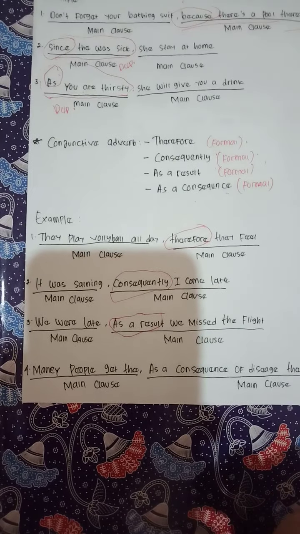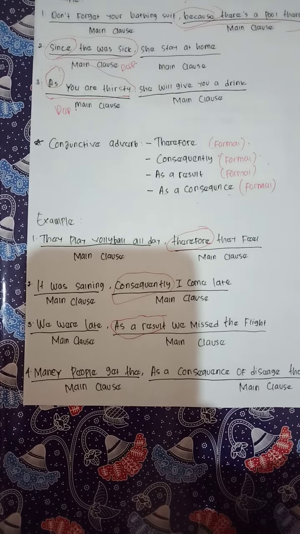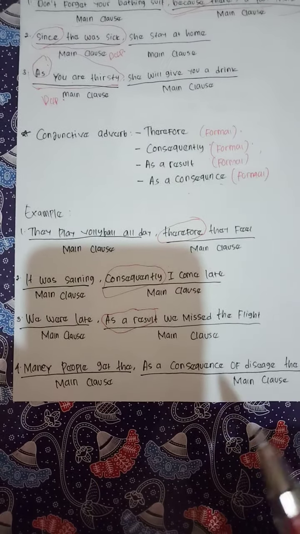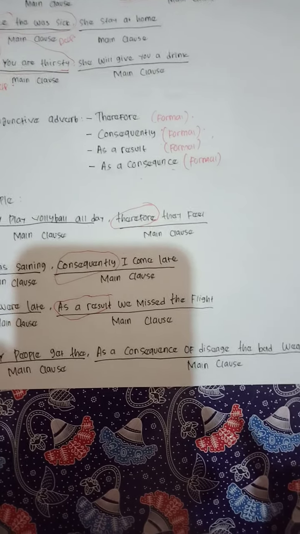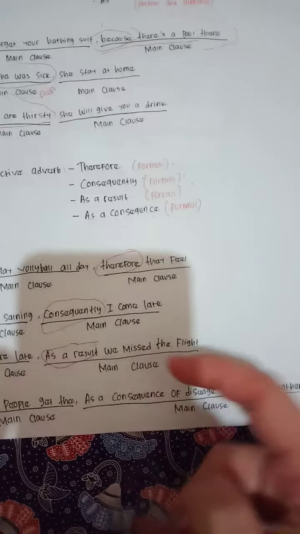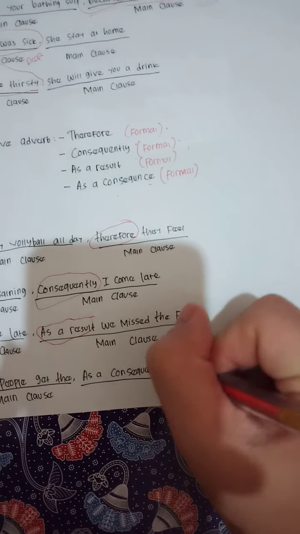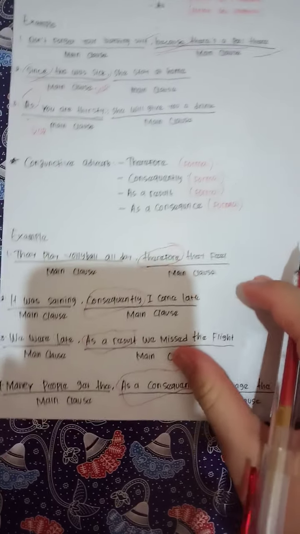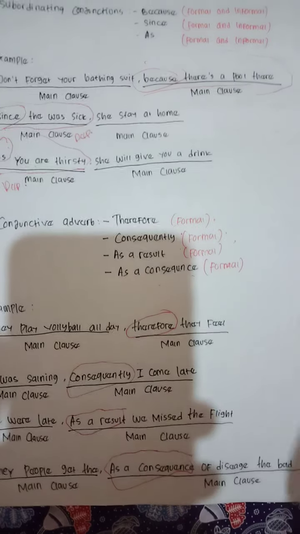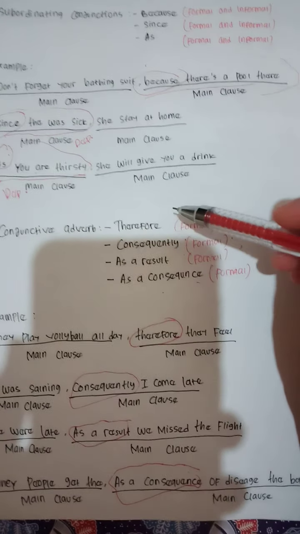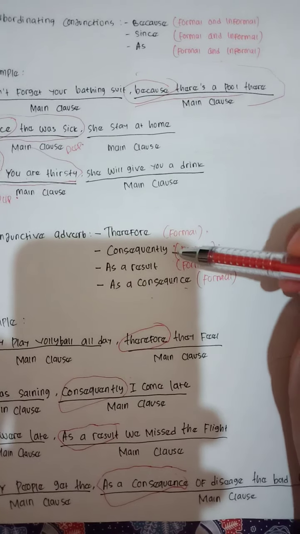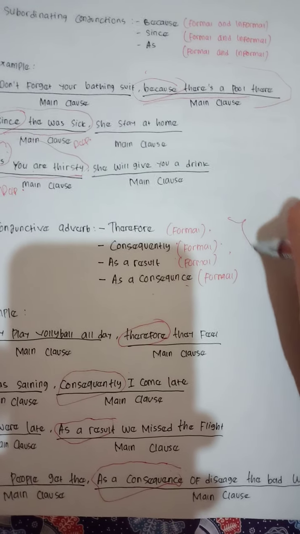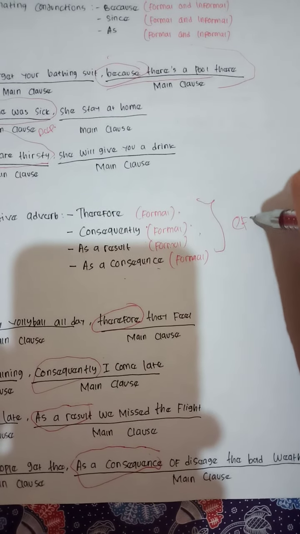The fourth example is used for "as a consequence". Many people got hurt as a consequence of the bad weather. This is the first "as a consequence". This uses therefore, consequently, as a result, and as a consequence for effects.